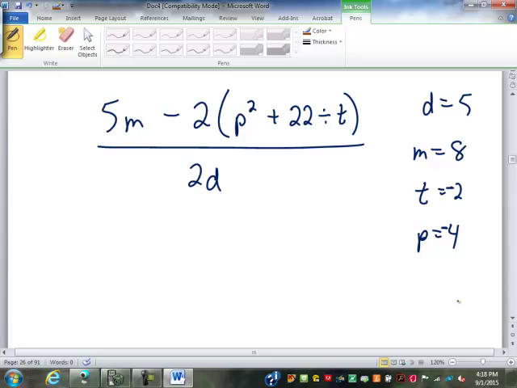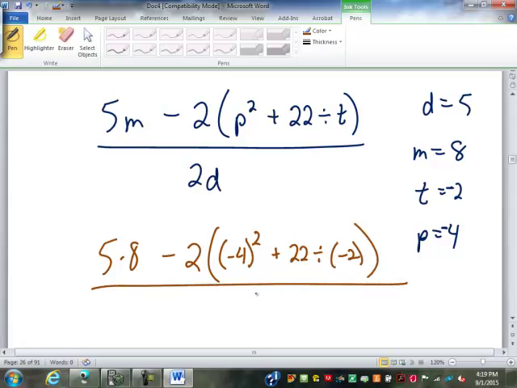Let's take a look and see where we're at here. So let's plug the numbers in. This is going to become 5 times 8, where m is, minus 2 times, now the negative 4 squared, we've got to put that in parentheses so we know the negative 4 is squared, not just the 4, plus 22 divided by negative 2, over 2 times 5. Now what?